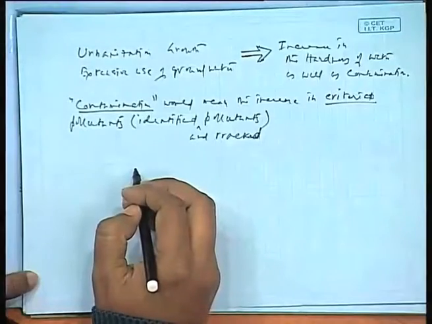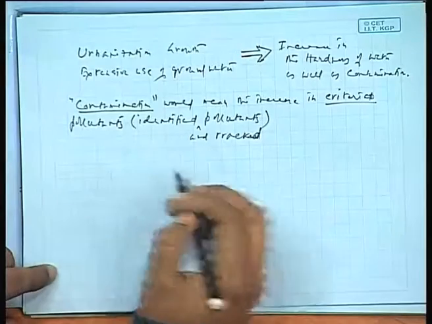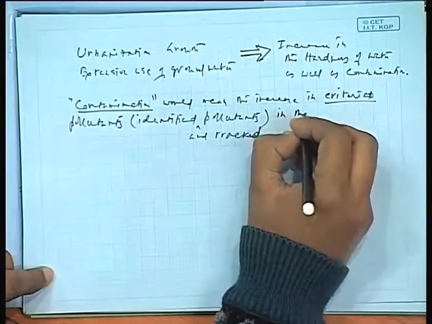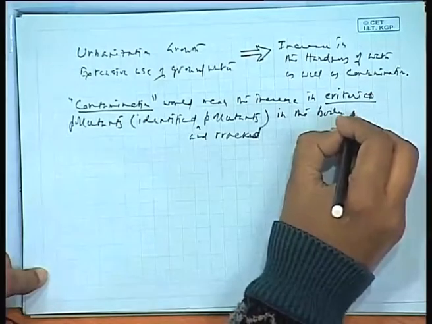So when we talk of criteria pollutants, we are only discussing those pollutants which are critical for our information, which need to be identified and tracked. That means how their concentration and other things are changing has to be identified, and not only identified, they have to be regularly monitored and checked. That is what tracking means. So contamination would mean the increase in criteria pollutants, identified and tracked pollutants, in the body of groundwater.